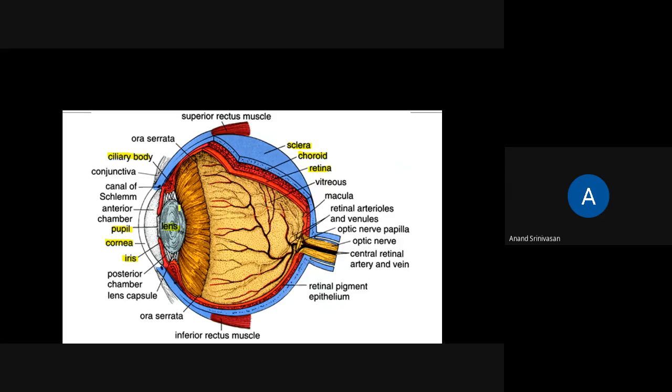How does it alter its focal length? It can alter the focal length by means of the ciliary body and ciliary process. Behind, you can see the choroid, retina, and here you can see the optic nerve, through which the visual impulses go into the brain. If you know these structures, it is enough: sclera, choroid, retina, iris, cornea, pupil, lens, ciliary body, optic nerve.